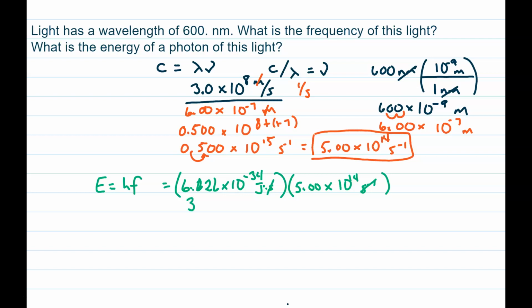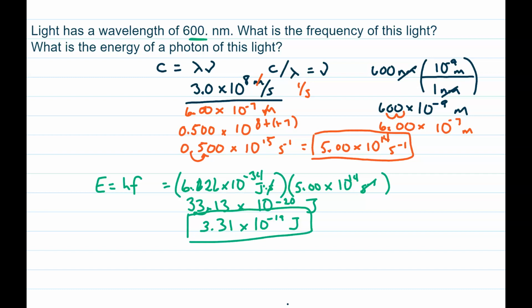That makes sense. So 6.626 times 5 is 33.13 times 10 to the -34 plus 14 would be -20 joules. Make that into good scientific notation. I do notice I have 3 sigdigs here, so we'll have 3 sigdigs in our answer. 3.31 times 10 to the minus 19 joules.